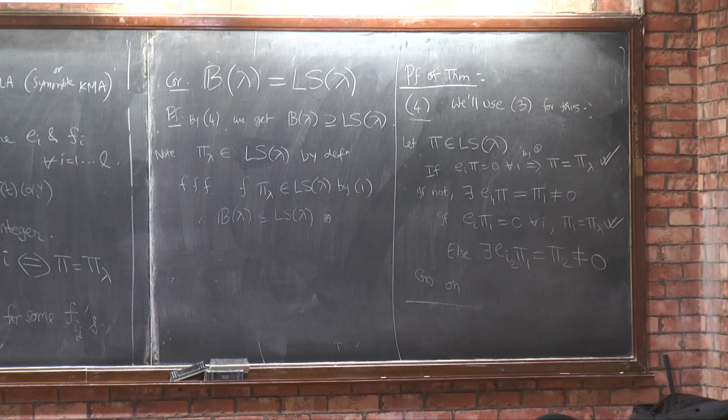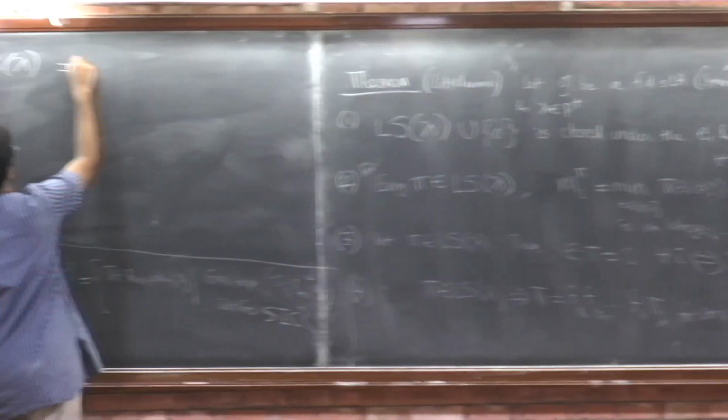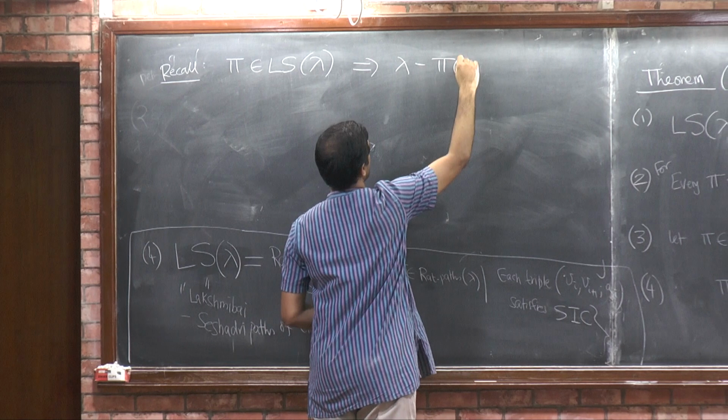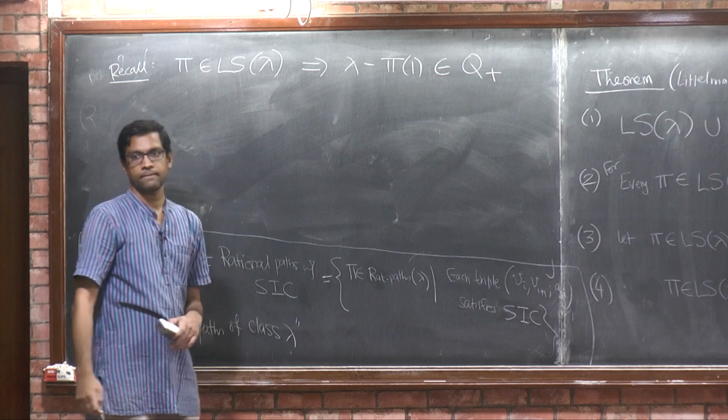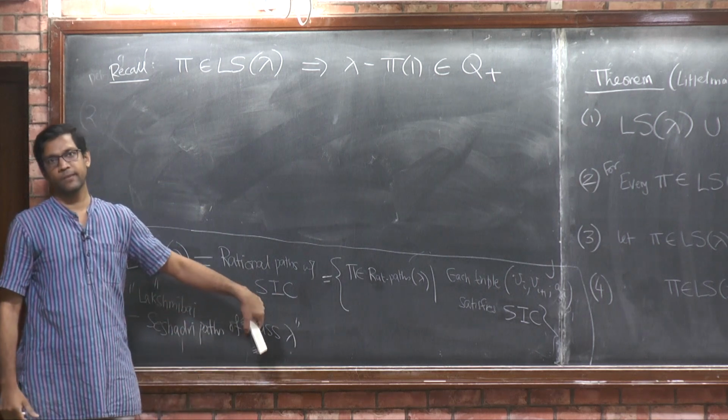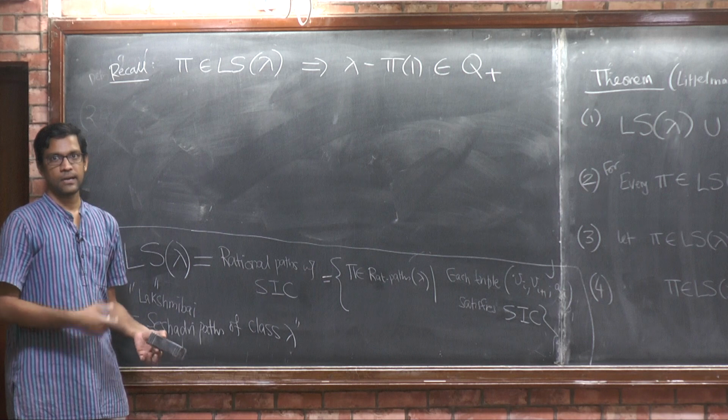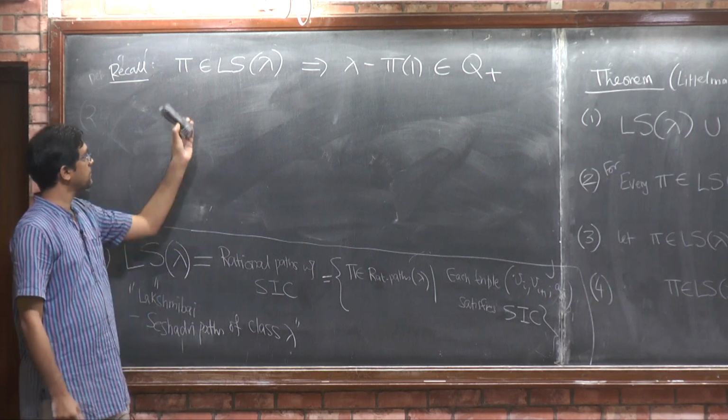So recall from whatever we did the following fact: if I started out with something in LS lambda, in fact, not even LS, just a rational path with the integrality condition, such a path automatically has the following property, that lambda minus pi 1 must be in Q plus. This is how we motivated the integrality property. Lambda minus pi 1 is automatically in Q plus whenever pi is in LS.